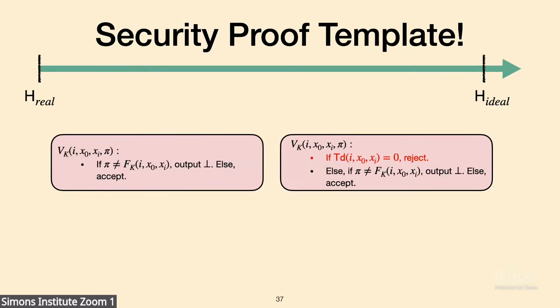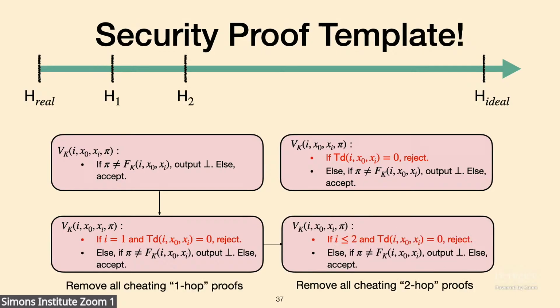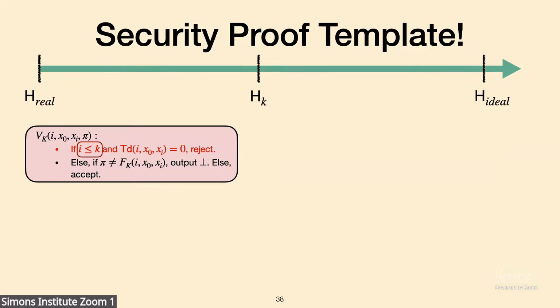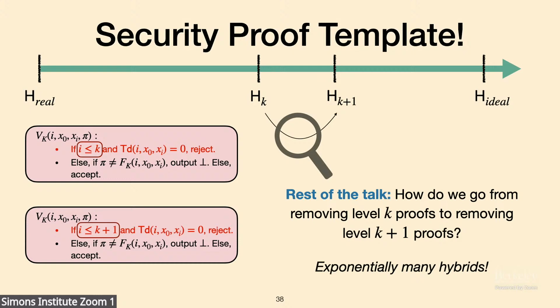Okay. So now, how am I going to go from H real to H ideal? H1, I'm going to define as the hybrid where I've removed all the proofs for 1-hop statements. And then 2-hop statements is going to be H2, and so on. So zooming in a little bit more, we're going to have these intermediate checkpoints where I remove one layer of proofs at a time. So HK is the hybrid where I've removed all proofs less than or equal to k. Here I'm going to remove all proofs less than or equal to k plus 1. And so the rest of this talk is going to be about this step, how to go from HK to HK plus 1. This is going to be the template. And at this scale, I have exponentially many hybrids.